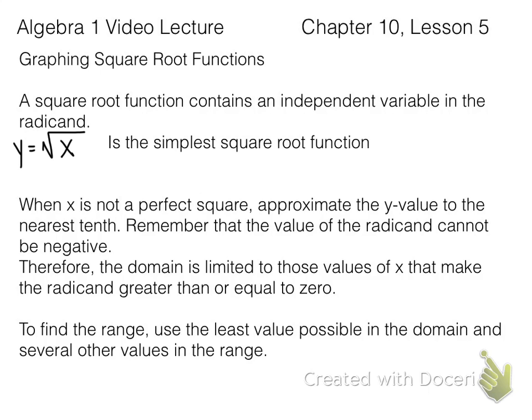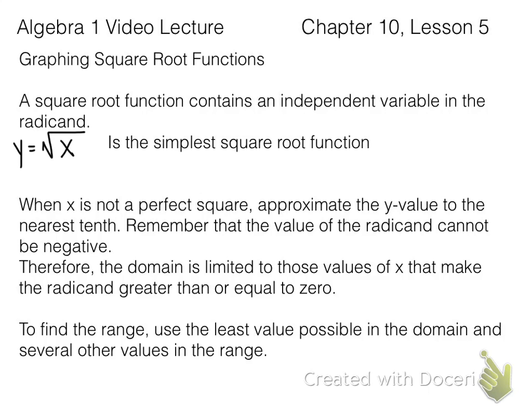When x is not a perfect square, approximate the y value to the nearest tenth. Remember that the value of the radicand cannot be negative. Therefore, the domain is limited to those values of x that make the radicand greater than or equal to 0. To find the range, use the least value possible in the domain and then several other values, and this will allow you to figure out where the range bottoms out.